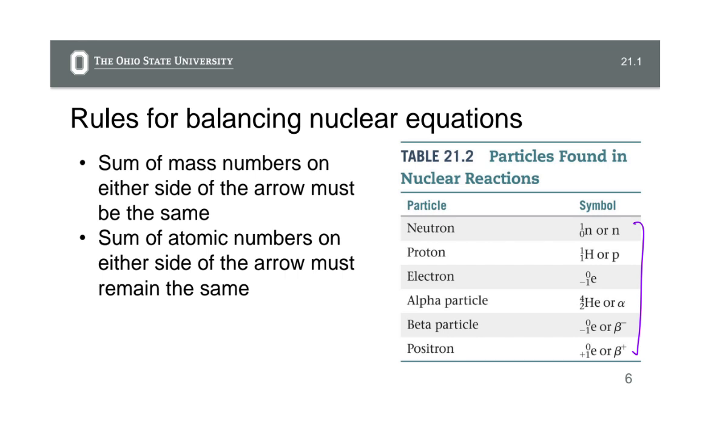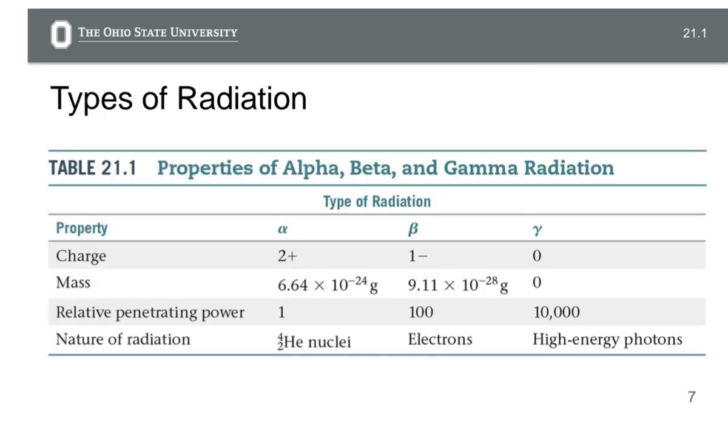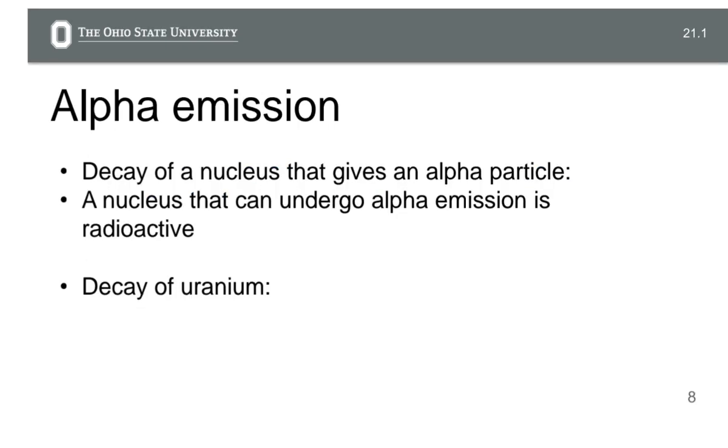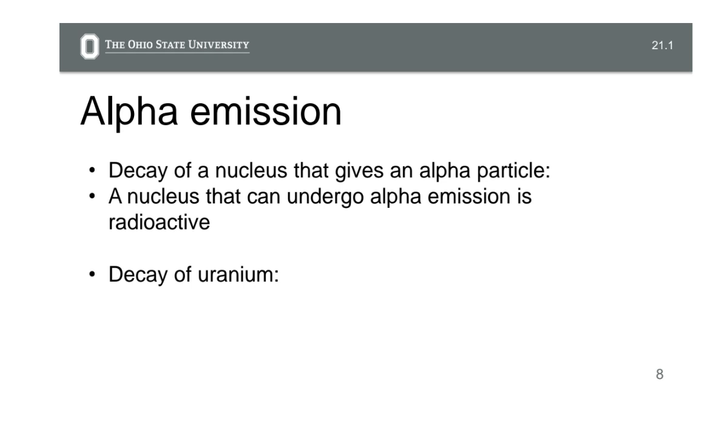We talked a little bit about three different types of radiation, the properties of alpha, beta, and gamma radiation. So an alpha particle is essentially a helium nuclei. Beta radiation is electrons, and gamma radiation is a type of photon. Okay. We then looked at alpha emission. So this is one example, the decay of uranium by alpha emission.